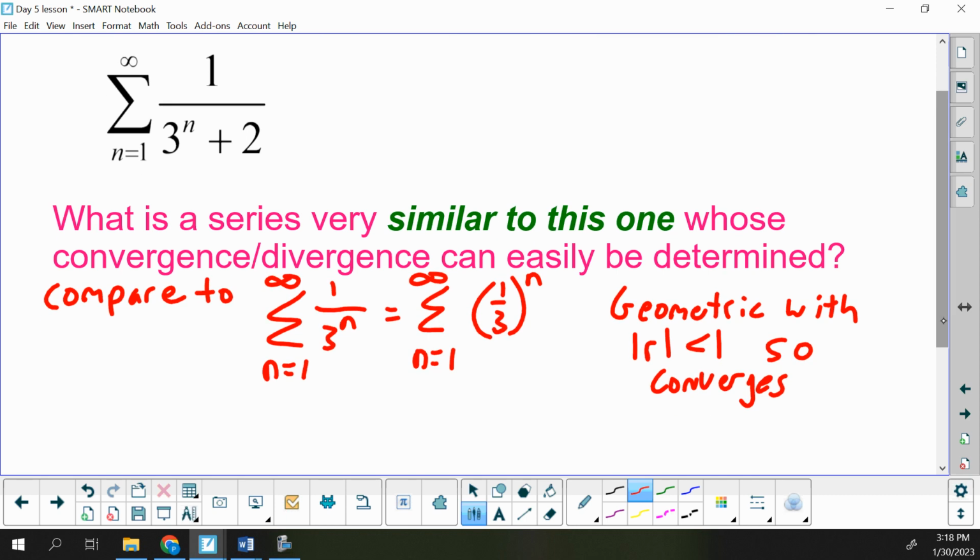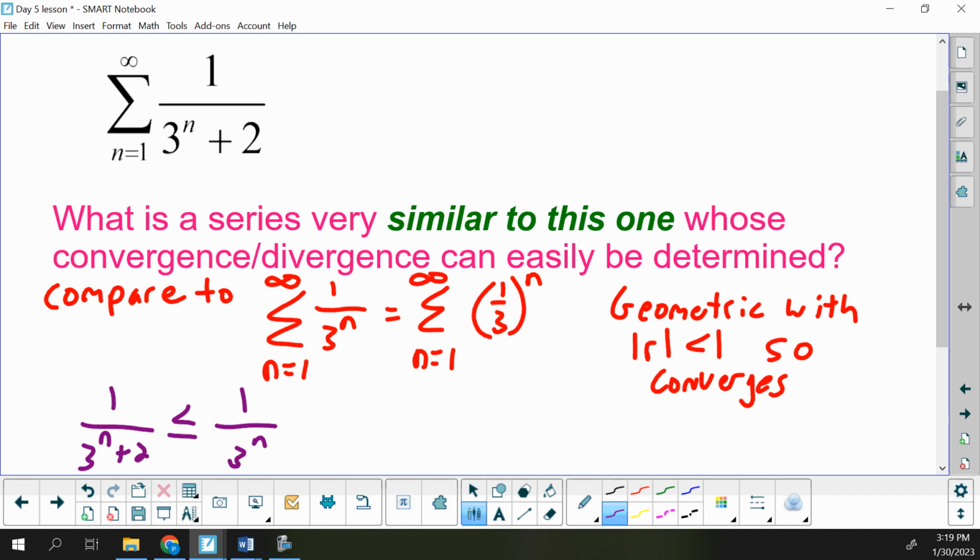Well, let's compare the terms in our nice series to our original series. If we take 1 over 3 to the n plus 2, and 1 over 3 to the n, the left-hand one, the denominator is always larger. If you are dividing by bigger things, that will always make the value of the fraction smaller. So therefore, we know that 1 over 3 to the n plus 2 is always going to be smaller than 1 over 3 to the n.